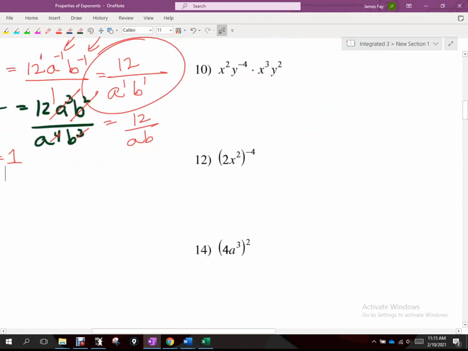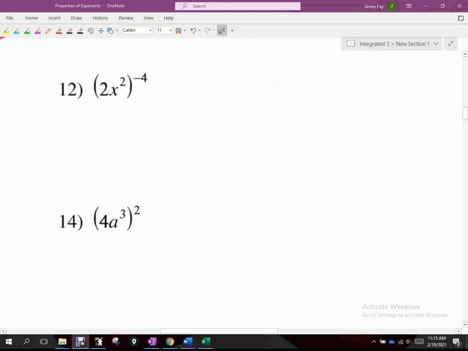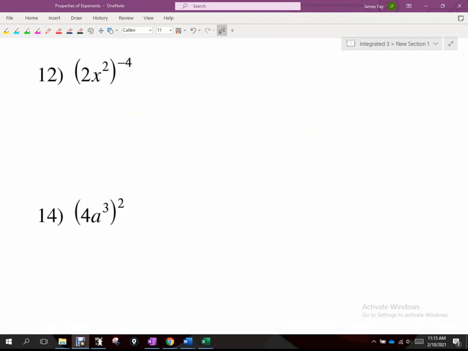And give 12 a shot on your own. What is the exponent for the 2 right here? This is something that a lot of people miss. Yeah, this 2, this coefficient has an exponent of 1. That's necessary for the problem. All right, so we got a product in here, right? 2 times x squared, right? That's a product. We have a product raised to a power. Do we remember what we do with that power of negative 4?